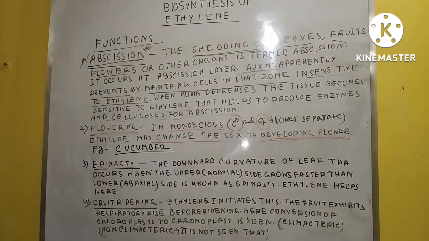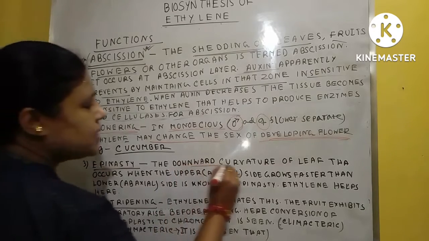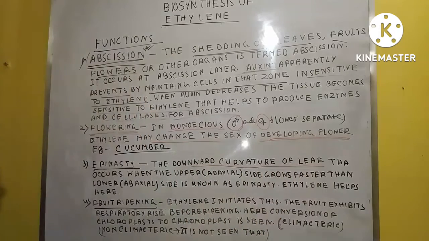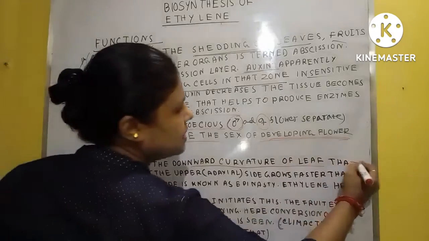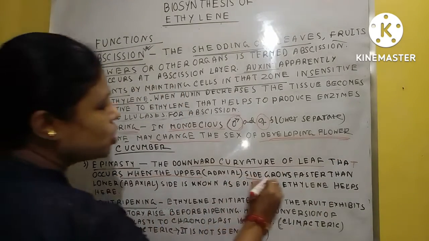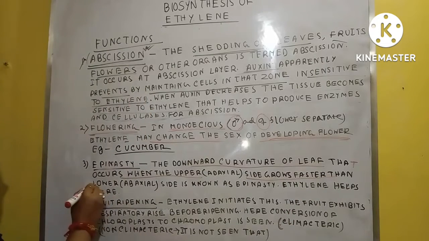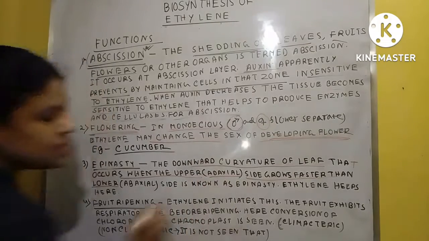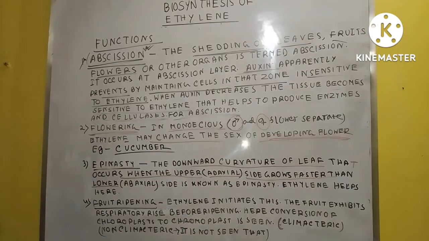The third one is epinasty. First of all, we have to know what epinasty is. Epinasty means the downward curvature of the leaf that occurs when the upper side grows faster than the lower side. The upper side of the leaf is known as the adaxial side and the lower side of the leaf is known as the abaxial side.